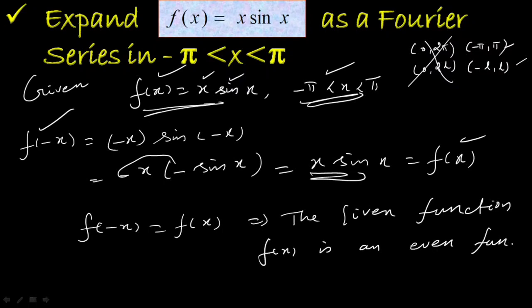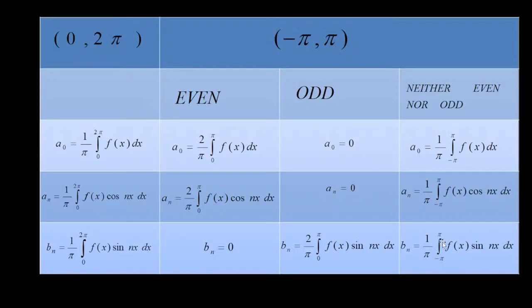If it is an even function, you know the Fourier series representation of the given function. So let me show you the table. Leave this table, this is for 0 comma 2 pi. If it is under minus pi comma pi, we have three cases: either it may be even or odd, or neither even nor odd. So now we are under this category. The given function is of even type, so we calculate only a0 and an. The bn value immediately becomes 0, isn't it?